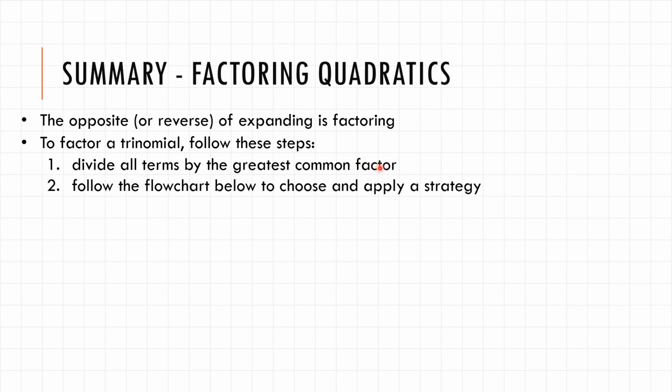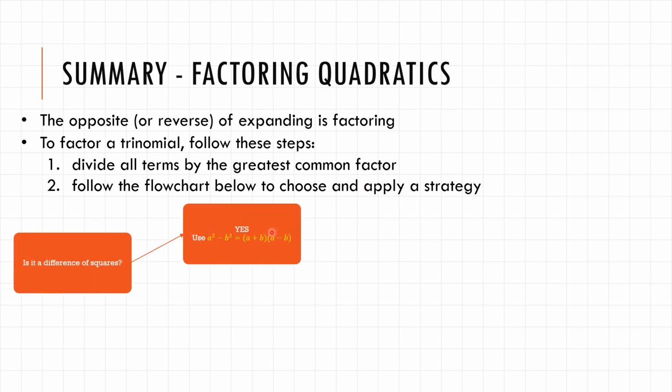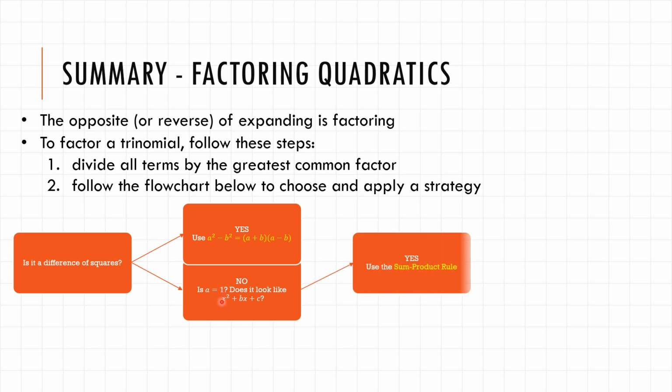Then finally, there's a little flow chart to apply the best strategy. For example, if it's a difference of squares, then it'll look like this, and all you have to do is factor that into (a plus b)(a minus b). If it's not a difference of squares, then check if the a value is 1. In other words, does it look like this, where the coefficient of x squared, which is usually a, is just 1, then it won't even appear here. And if that's true, just use the sum product rule to factor it.